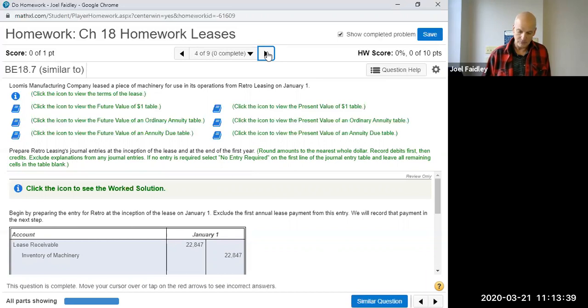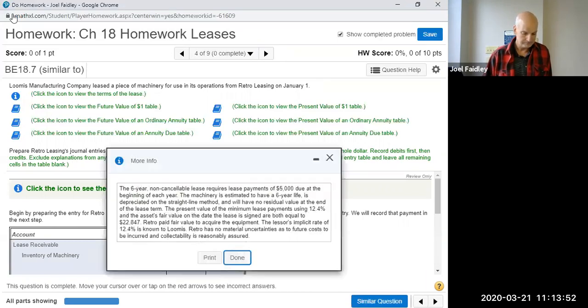Here's a capital lease for a lessor. You can tell by lease receivable, right? I'm Bailey, I'm Caterpillar, I'm leasing this equipment to someone. What are the terms of the lease? 6 year, 5,000, 6 year life, 6 divided by 6, that's 100%, that's more than 75%. So you got a yes, you only need one yes to make this capital.